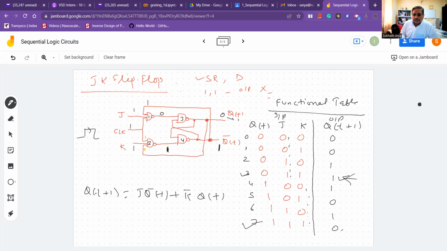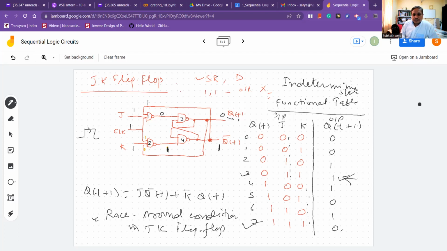This way we can understand the function of the JK flip-flop, keeping two inputs and avoiding the indeterminate state which was found in the SR flip-flop. So this is the JK flip-flop. There is another problem called the race around condition, which we will discuss in the next class: race around condition in JK flip-flop.